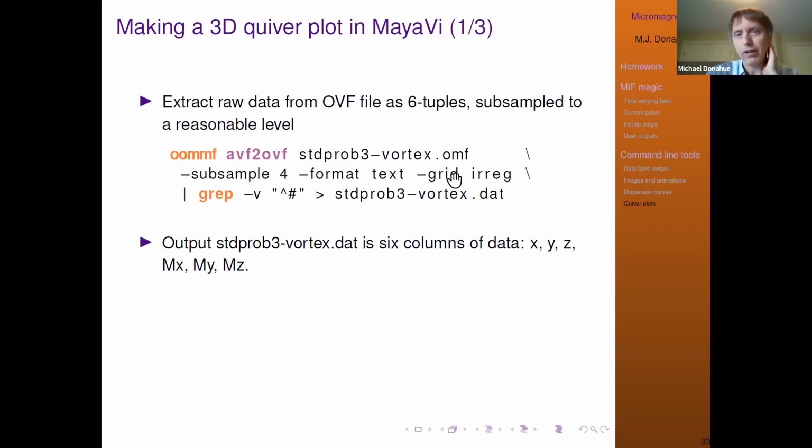For this particular example, I'm going to take an OOMMF file that I got from standard problem number 3, which is a cube sized so that you get a vortex inside in the equilibrium state. The first thing is you want to take that OOMMF file and use avf2ovf with an irregular grid, so that I'll get an output which has 6 columns: X, Y, Z, MX, MY, MZ. That is then going to be fed into Quiver 3D. So let's step through that.